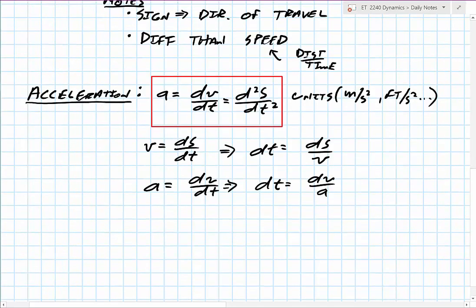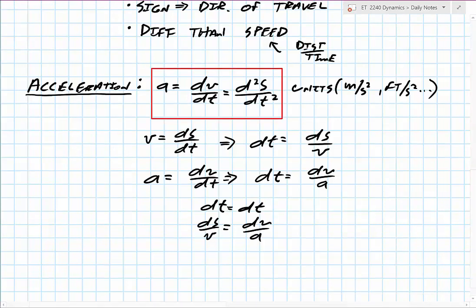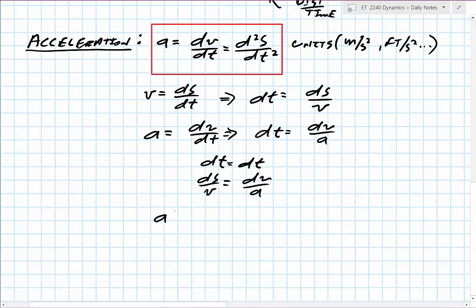Of course, I know that my dt must be equal to dt, so from that I know that my ds, my change in displacement over velocity, must be equal to my change in velocity over acceleration. However, we don't usually write it like that, so rearranging this equation, I get my final equation for the day, which is that acceleration times the change in displacement is equal to velocity times change in velocity. Just rearranging that little equation.